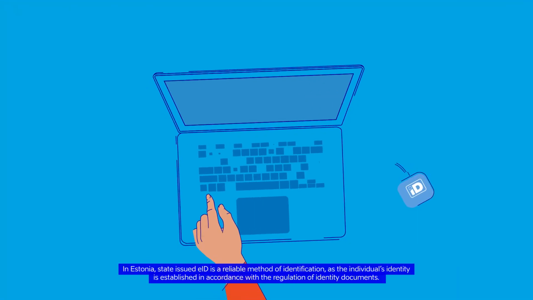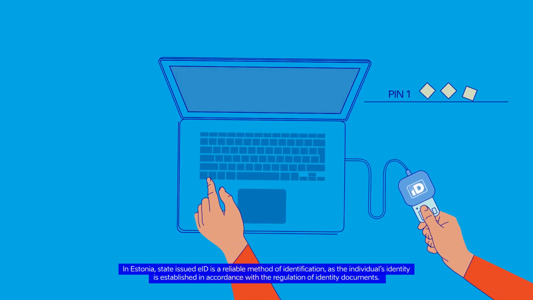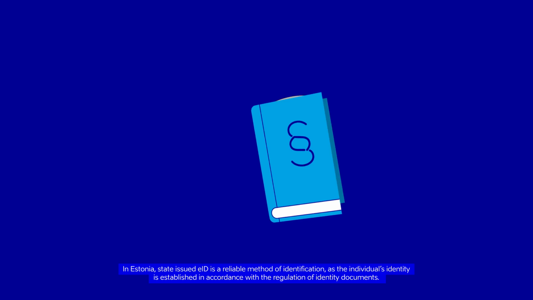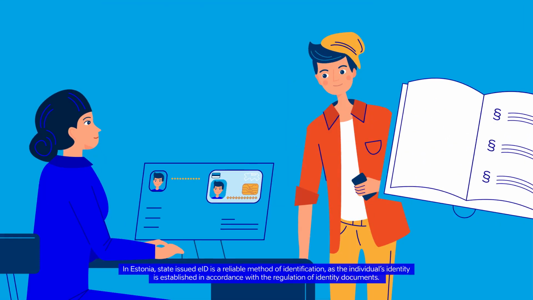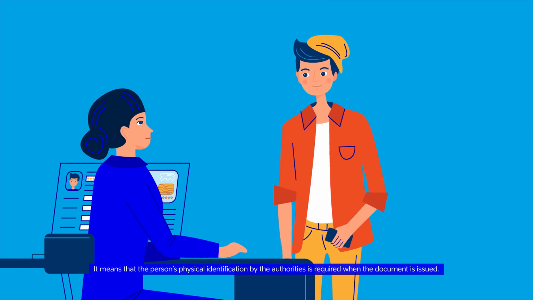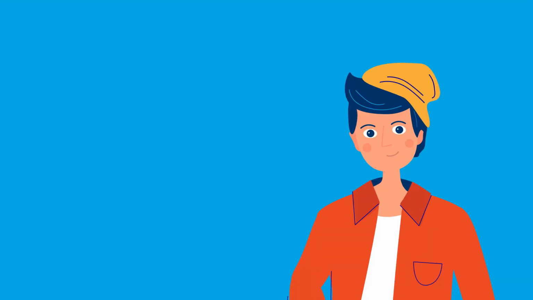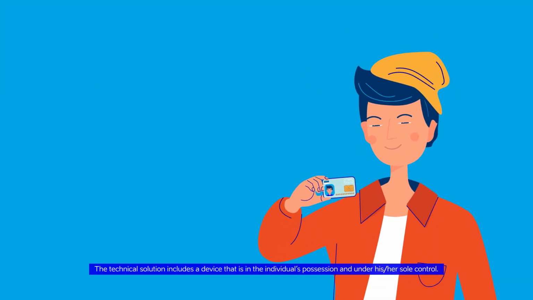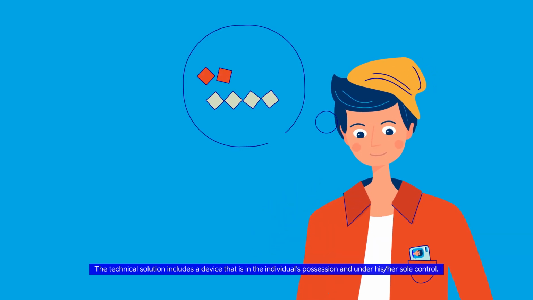In Estonia, state-issued eID is a reliable method of identification, as the individual's identity is established in accordance with the regulation of identity documents. It means that the person's physical identification by the authorities is required when the document is issued. The technical solution includes a device that is in the individual's possession and under his or her sole control.